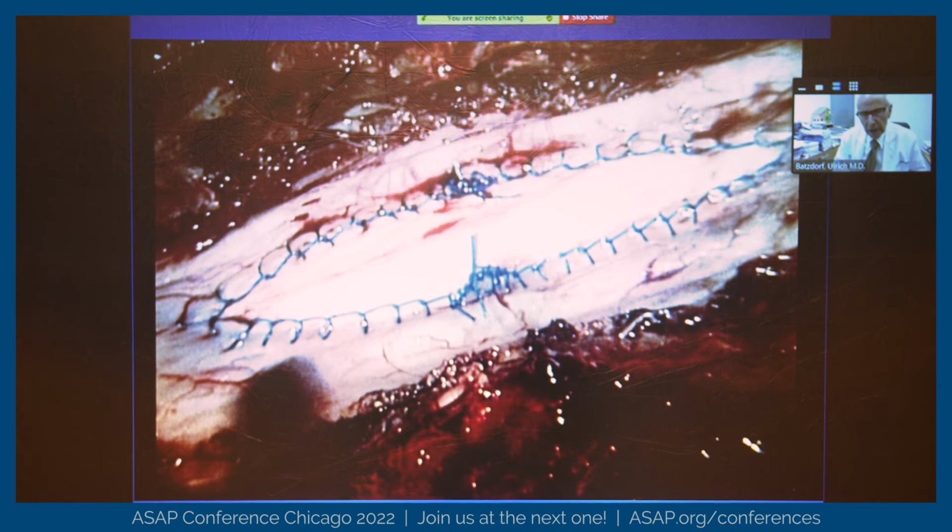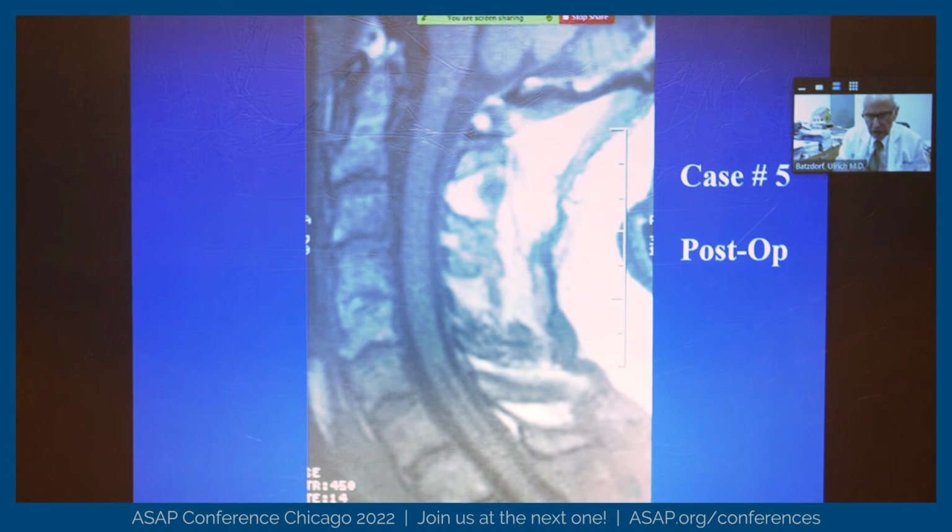And placing a dural graft to expand the subarachnoid space, which is one of the techniques we use to create, if you will, a bypass for fluid to go past the obstruction. And here's the same patient after surgery.